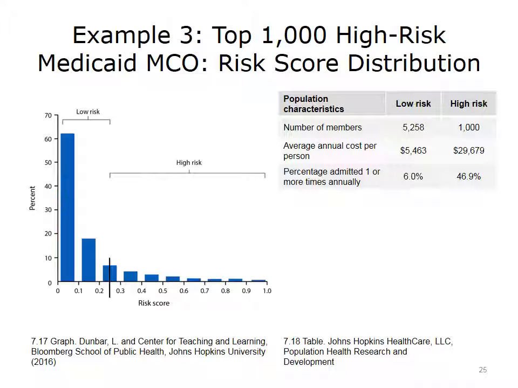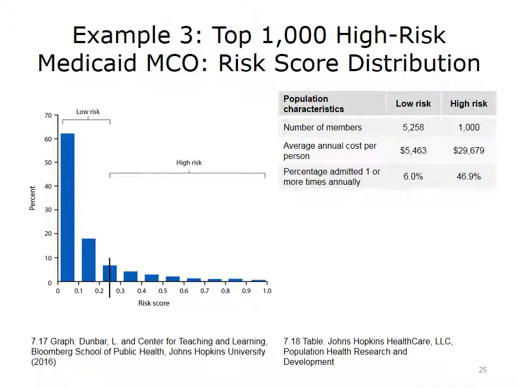In this program, they wanted to identify 1,000 patients who had Medicaid managed care insurance, and they distributed those patients by looking at the risk score. Again, a positively skewed population, where most of the population were falling in the low risk range, 0, 0.1, 0.2 risk score. Those patients who were above 0.3 were considered high risk, and they chose 1,000 as the cutoff point. You can see the difference in terms of the number of people who were in the high-risk population.